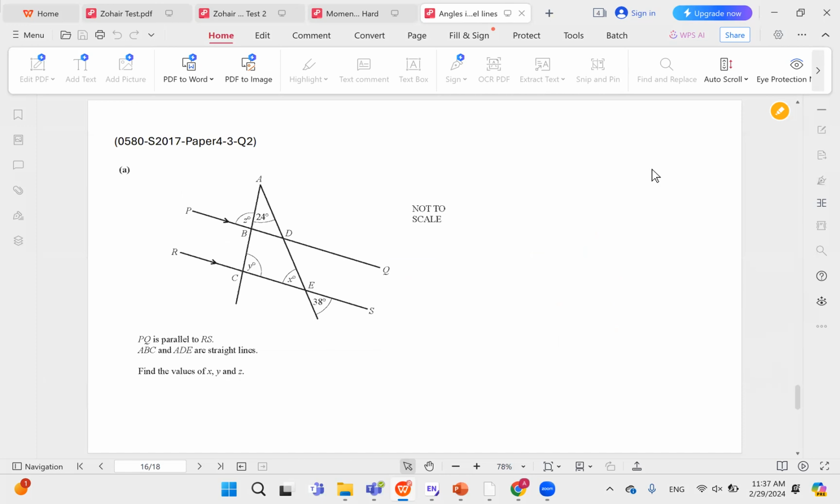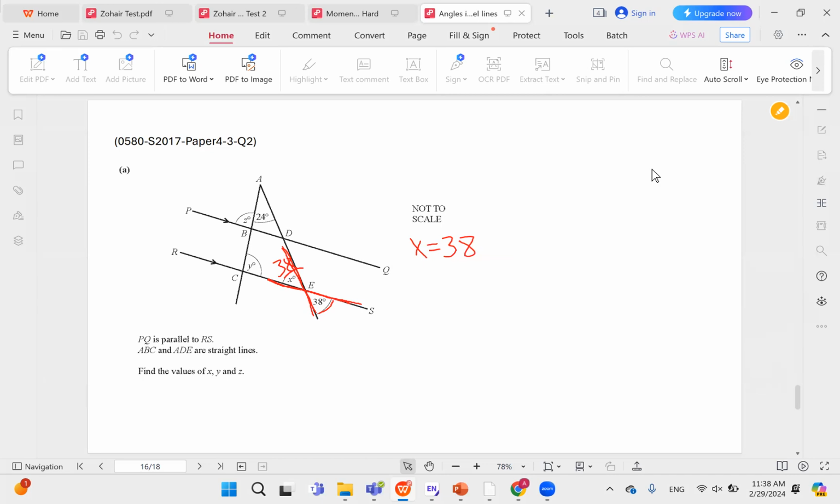PQ is parallel to RS. ABC and ADE are straight lines. Find the values of x, y, and z. So let's take them one at a time. Of course, the x here is simple because it's vertically opposite to the 38. So x equals 38. This is very direct because you have the letter x here. And when two angles form the letter x, they are vertically opposite angles. So they are congruent to each other. And variable x equals 38.